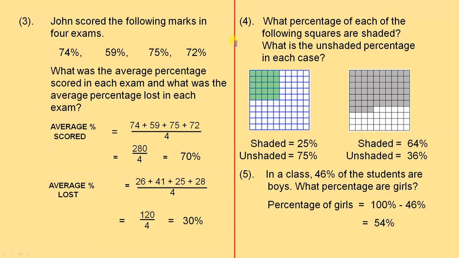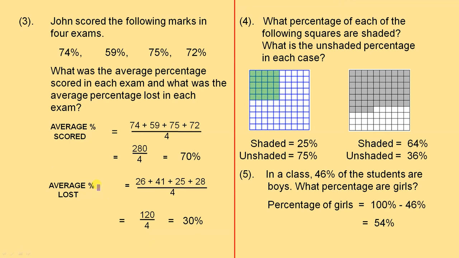John scored the following marks in 4 exams. So here are the 4 percentages. What was the average percentage scored in each exam, and what was the average percentage lost in each exam? So the average percentage scored will be those 4 there, which are the ones we wrote here. Now to find the average, you add up all the scores and divide by 4, because there are 4 scores. 280 divided by 4 gives you 70%. So that's the average percentage scored.